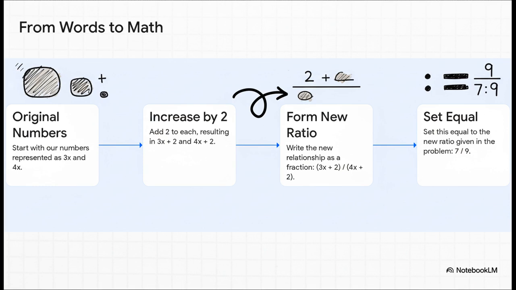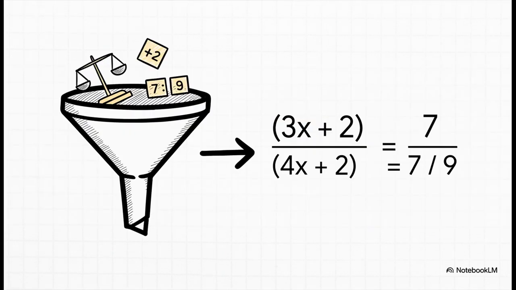Now, any ratio can be written as a fraction, right? So we can write this new ratio as (3x plus 2) over (4x plus 2). And what did the riddle say this new ratio equals? Yep, 7 over 9. And there it is, our working equation. That whole word problem, that whole riddle, has just been boiled down to this one clean algebraic statement. Pretty cool, huh? Now all we have to do is solve for x.